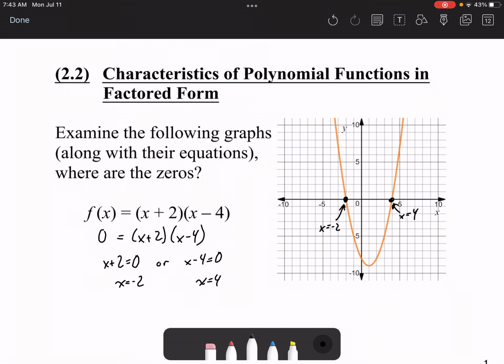The other thing you realize is that the leading coefficient right here is a positive 1, and that gives you the end behavior you're seeing right here: as x approaches positive infinity, y approaches infinity, and as x approaches negative infinity, y approaches infinity. Some other aspects you can figure out: you can also find your y-intercept by substituting 0 in for x in your function, and seeing you get a value of negative 8. Okay, so let's take a look at the next type of function.